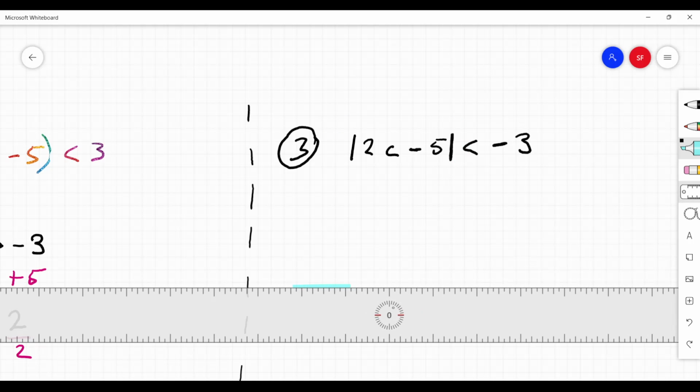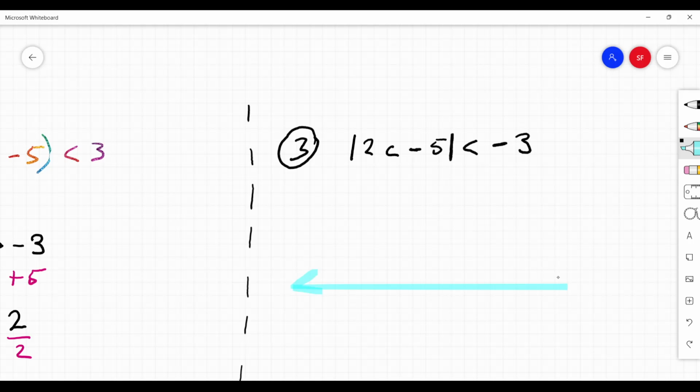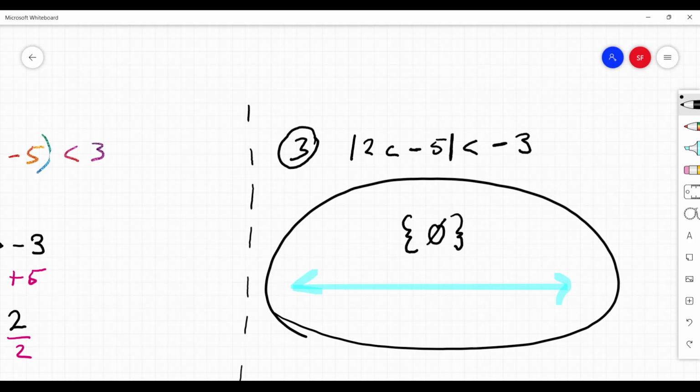So our answer would be nothing, and it would be the null set. Are we seeing how I'm writing the null set? Like this. That's your answer. Does that make sense? Yes.